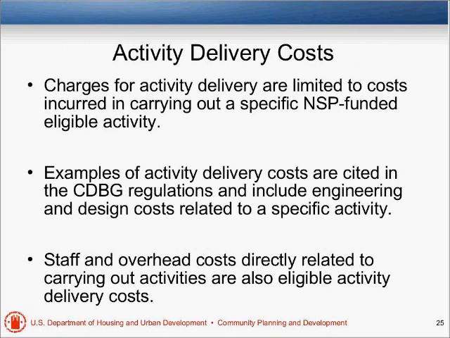Okay, so what are activity delivery costs? These are costs incurred in carrying out very specific NSP-funded activities, such as engineering costs and design costs related to a specific activity. Staff and overhead costs directly related to carrying out activities are also eligible activity delivery costs. Now, for the sake of time, I'll give you a citation in a minute that provides a lot more detail on what's activity delivery cost and what's administrative cost.